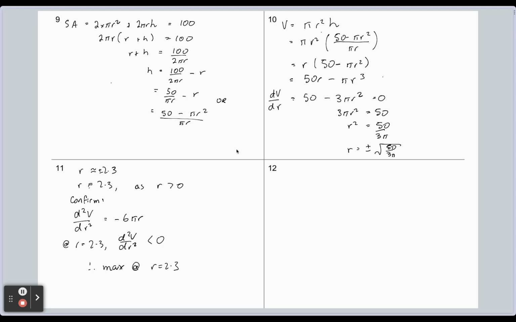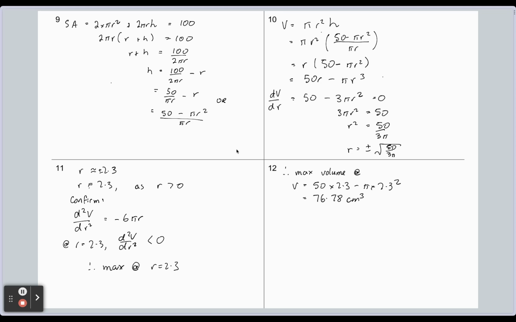Now we are going to go back to our volume equation and work out exactly what that volume would be then. So therefore, max volume at V equals, and I'm just doing a substitution, 50 times 2.3 minus pi times 2.3 cubed, and that is equal to 76.78 cubic centimeters. That is our maximum volume.